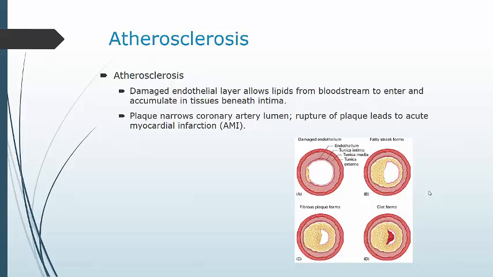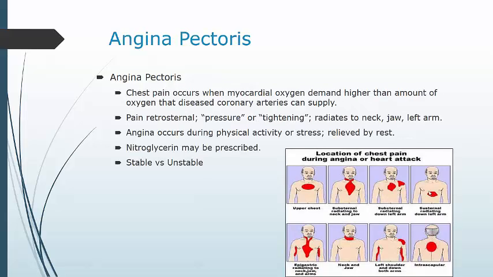And when this plaque ruptures, it's one of the leading causes of your AMIs, where you get that embolism that causes a blockage there. So angina pectoris is chest pain that occurs when the myocardial oxygen needs are higher than the amount of oxygen that the diseased coronary arteries can supply.